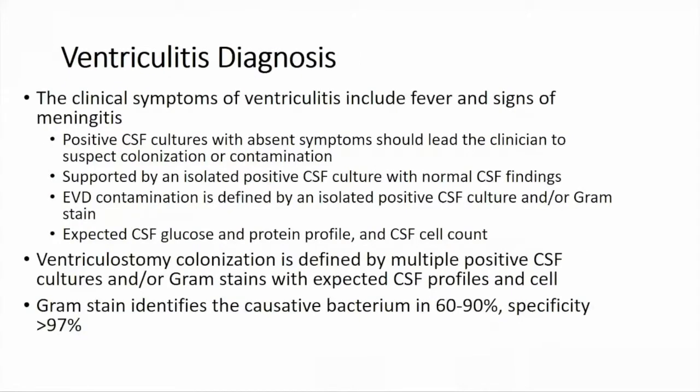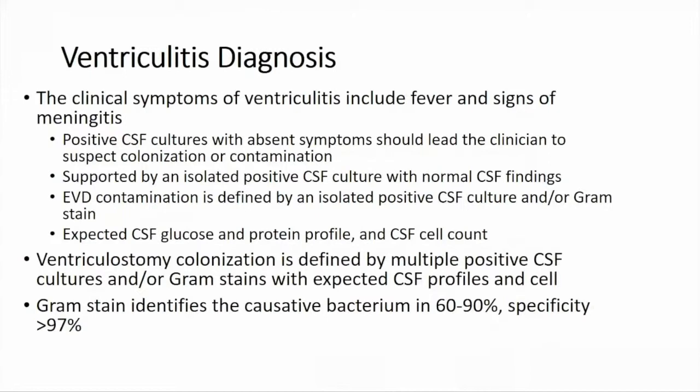Diagnosis of ventriculitis usually includes mental status change. All the usual infectious signs include meningitis and altered mental status. They're often associated with fever. Positive CSF cultures with absent symptoms should lead the clinician to suspect colonization or contamination. If you have symptoms, it's usually supported by an isolated positive CSF culture with normal CSF findings. External ventricular drain contamination is defined by an isolated positive CSF culture and/or gram stain. The expected CSF glucose, protein profile and cell count generally associated with bacterial infections would be a low glucose, high protein, and then a CSF count, usually with PMNs.